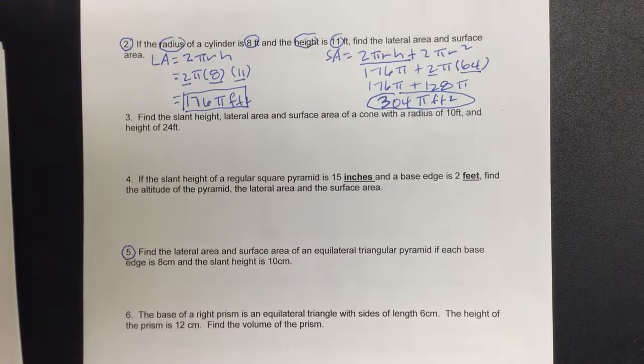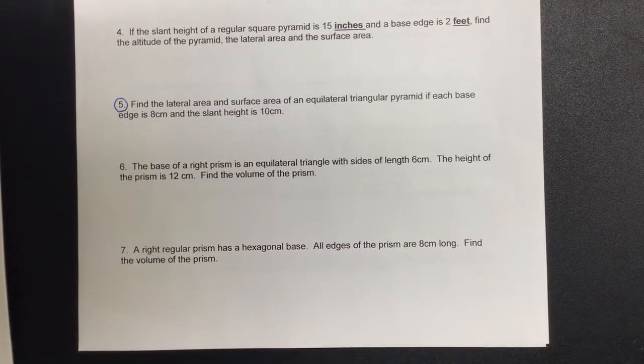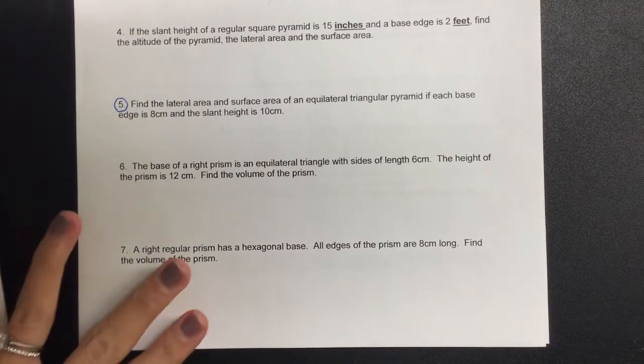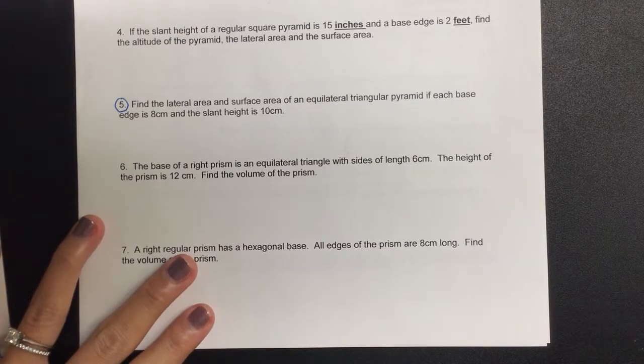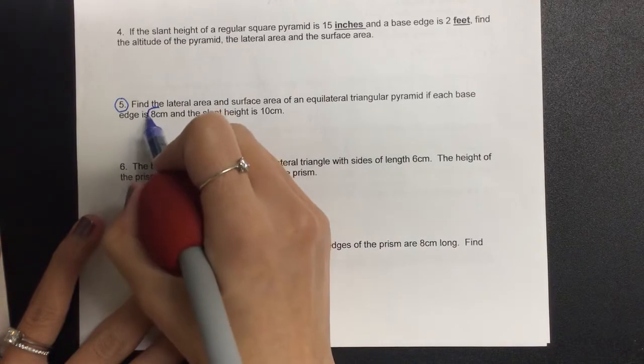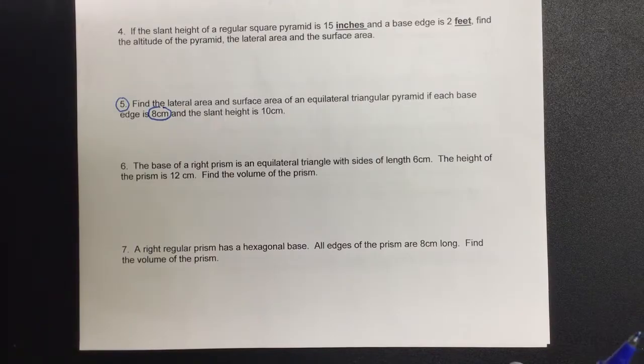Okay, when you're ready, let's go on to number 5. Okay, Hannah, let's read number 5. Find the lateral area and surface area of an equilateral triangular pyramid if each base edge is 8 centimeters and the slant height is 10 centimeters. So for the pyramid, we have an equilateral triangular pyramid. So we need to start with the equilateral triangle formula. And it says each base edge is 8. That is one side of the triangle.